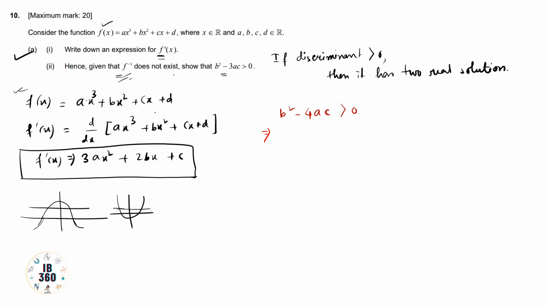Now what is b? Here b is 2b. Just you see this equation. So 2b whole square. Don't be puzzled by this equation. This is the general form.